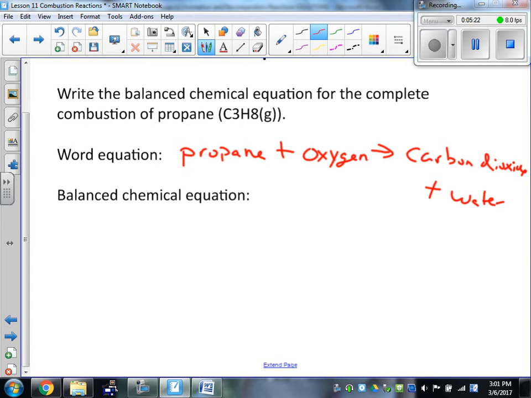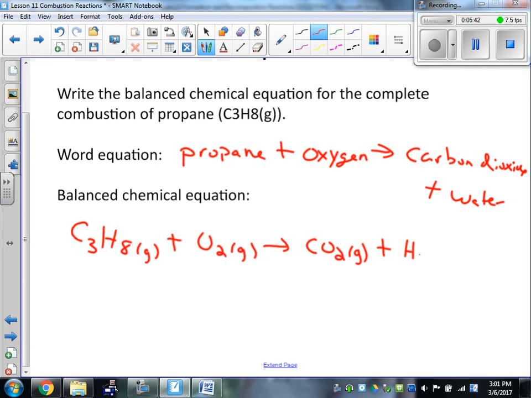The balanced chemical equation would look like this. I'll tell you that propane is C3H8, so you're going to write out propane, which turns out to be a gas, plus oxygen, which is a gas, and you will get carbon dioxide gas and water gas. That would be a chemical equation for the combustion of propane.